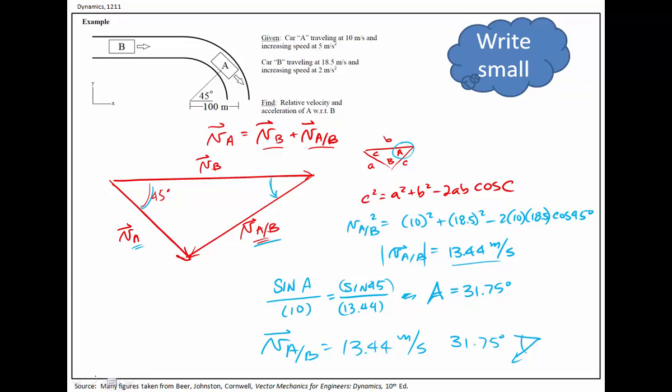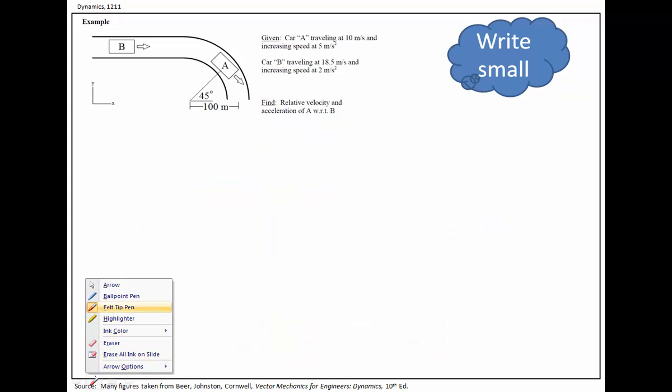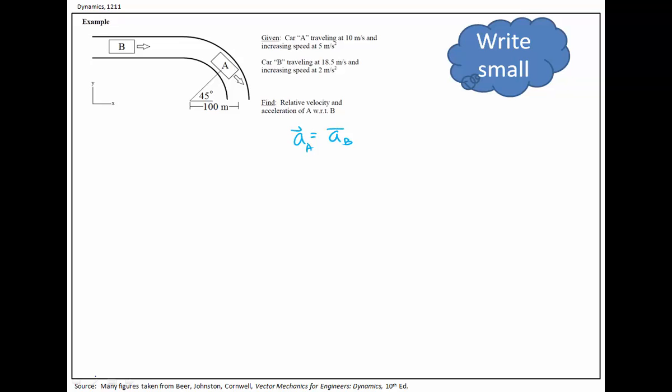All right, so lastly, I want to demonstrate why it would be difficult to do the same problem for acceleration using triangles. I would want to write that the acceleration of A is equal to the acceleration of B plus the acceleration of A with respect to B. But in this case, the acceleration of A has two components: normal and tangential. So we have to address that in the triangles as well.